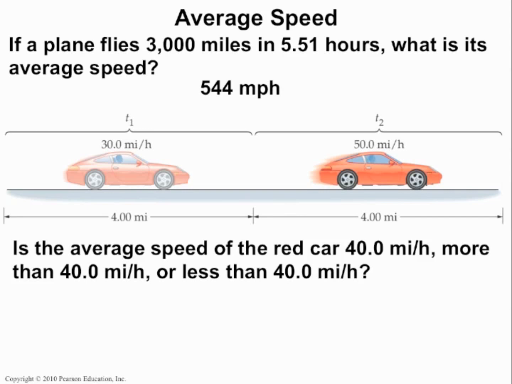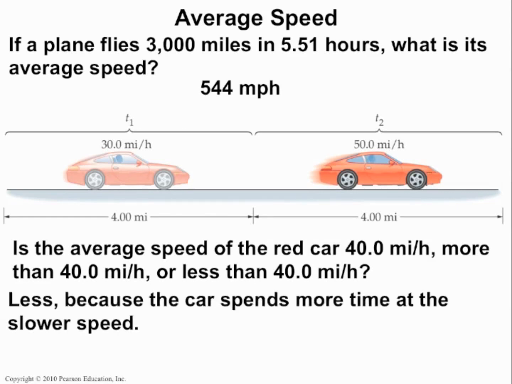It's either going to be more than or less than. So I want you to think about that. I'm not asking you to calculate. No calculation. Just think. All right? Is the overall average speed for this 8-mile trip, 4 plus 4 is 8 miles, more than 40 miles an hour or less than 40 miles an hour? Pause the video, think that through, and then resume when you have your answer.